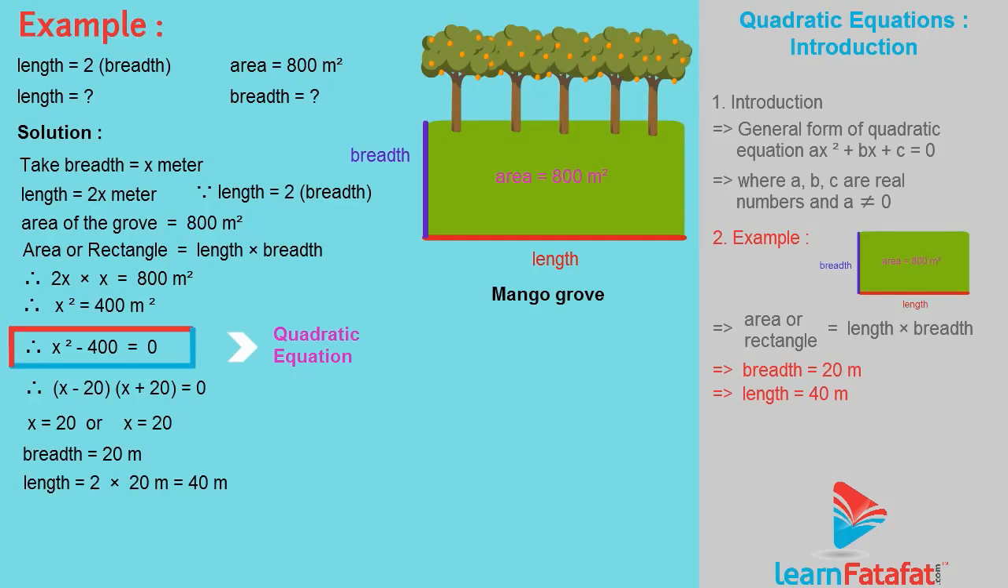Let us check the solution. We know that length into breadth is equal to the area of the rectangular grove. 40 into 20 is equal to 800 meters square, which is true.